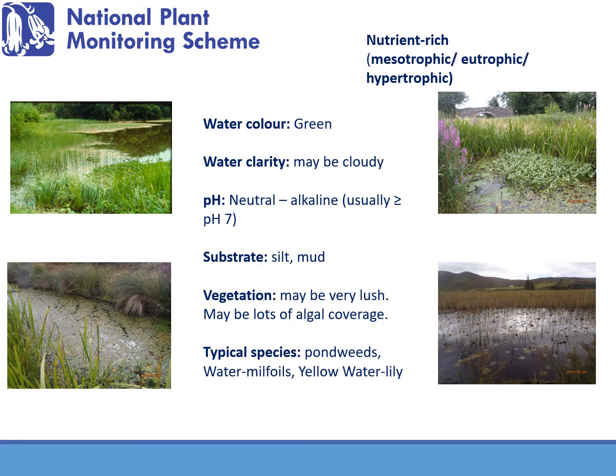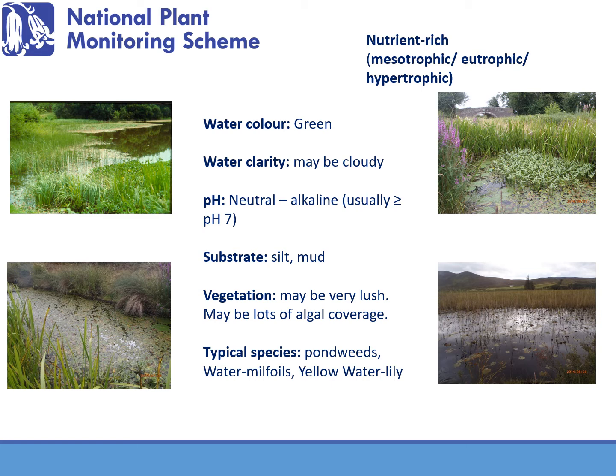So turning now to the nutrient-rich water bodies, or as they're also known, mesotrophic, eutrophic or hypertrophic water bodies, these tend to be characterised more by green water. The water colour looks green because of the levels of suspended algae within it, and as a consequence it might be quite cloudy and difficult to see very far below the water surface. The pH tends to be neutral to alkaline.